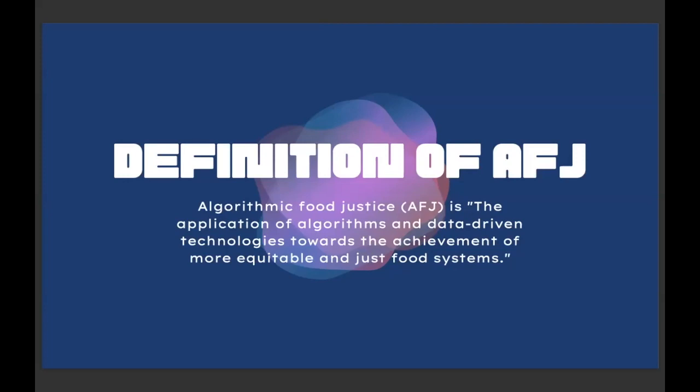And then algorithmic food justice takes the application of algorithms and data-driven technologies like blockchains to achieve more equitable and just food systems. It's a really emerging new field. And in my Capstone project, I was really interested in what are the opportunities, if any, that we could explore to make algorithmic justice more of a reality.